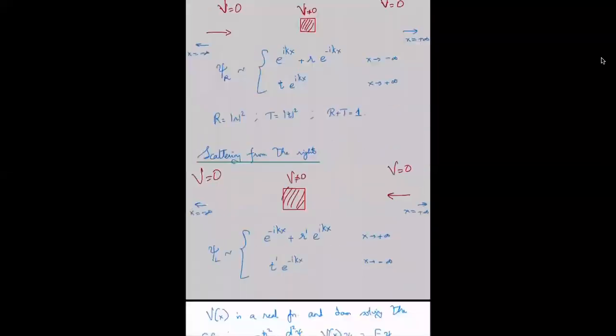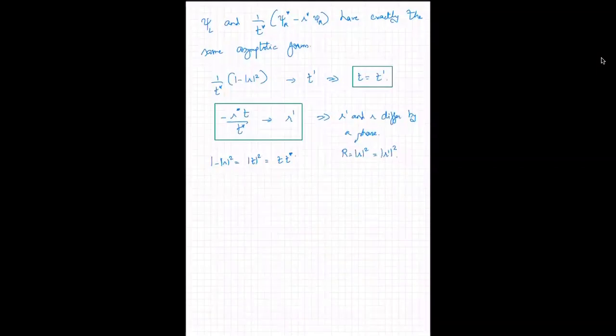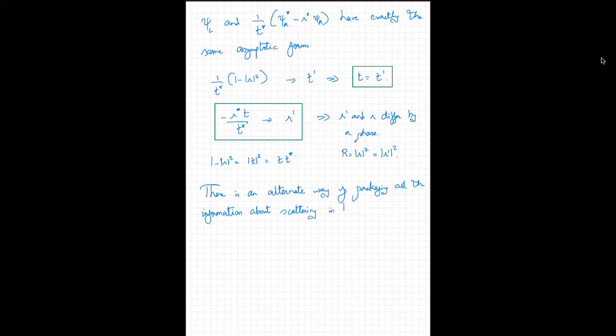Okay. Now, it turns out that there is a more powerful and more elegant way to package information about scattering, and this has to do with the S matrix. So there is an alternate way of packaging all the information about scattering in terms of the S matrix.